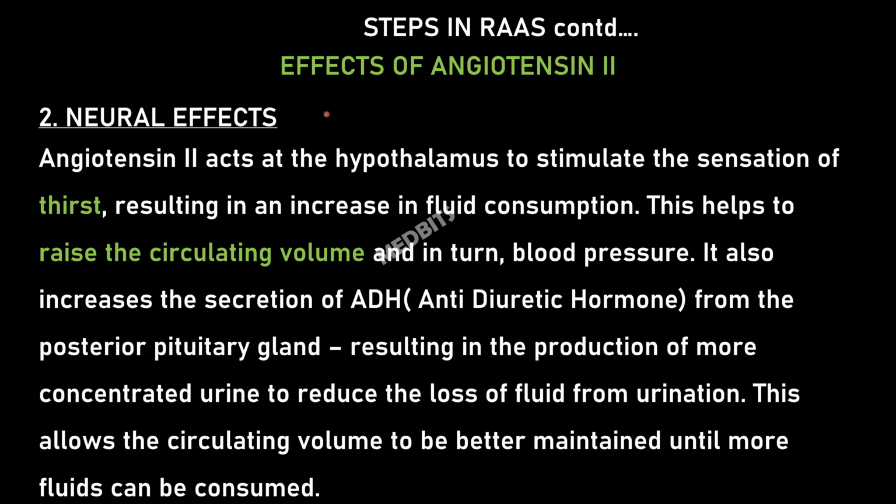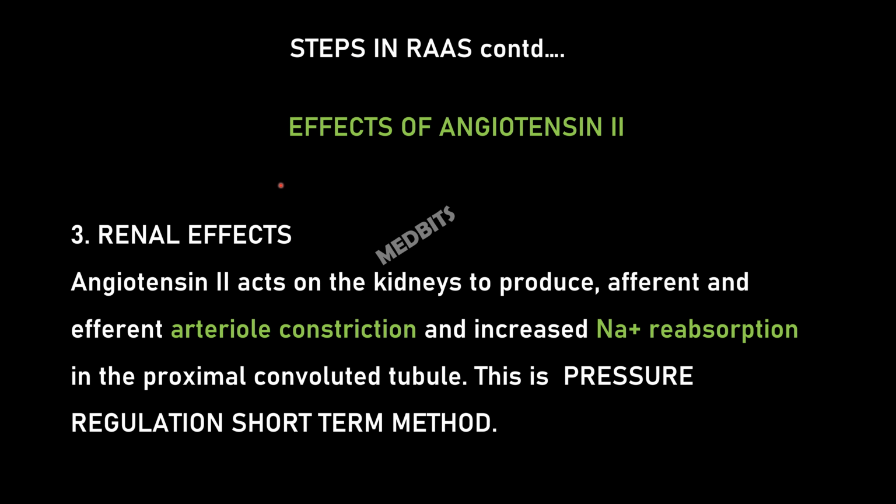production of more concentrated urine to reduce the loss of fluid from urination. This allows the circulating volume to be better maintained until more fluids can be consumed. This is the third effect of angiotensin 2. The first was on the cardiovascular side, the second was on the neural side, and the third is on the renal side.